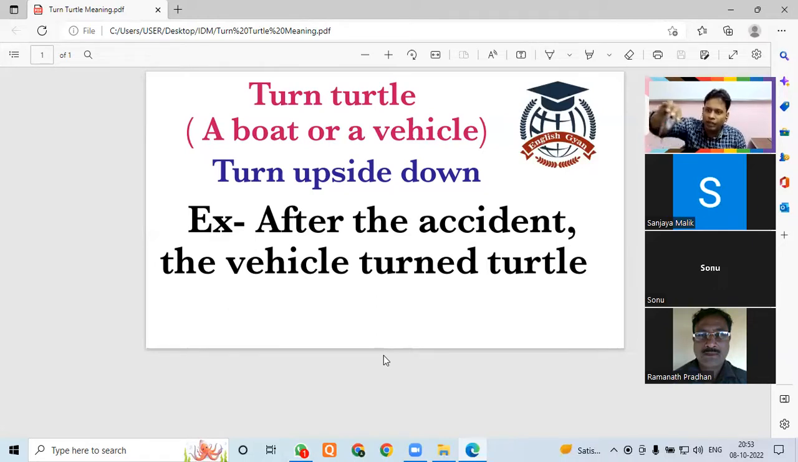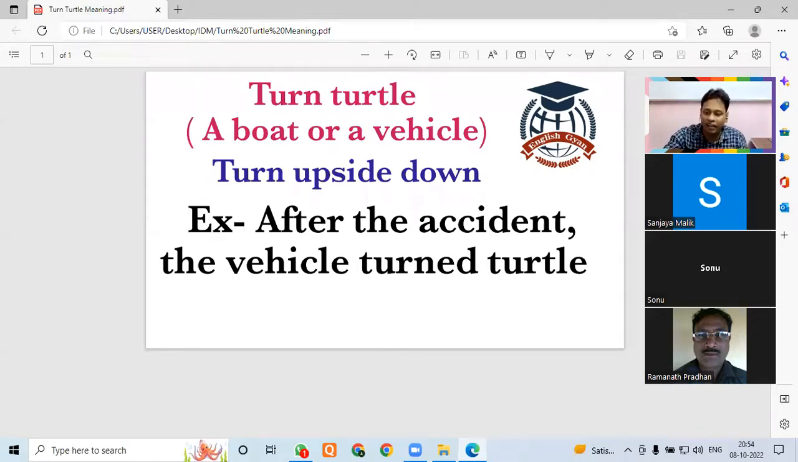If I put it like this, you can say it has turned turtle. This is something called turn turtle. Turn turtle means whenever something turns upside down, the upside goes to the downside, and the downside goes to the upside. So that is called turn turtle.